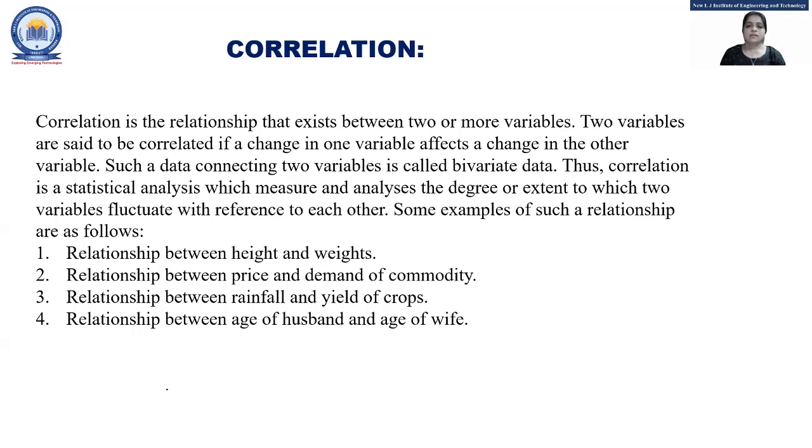Some examples of such relationships are as follows. Number 1, relationship between height and weight. Number 2, relationship between price and demand of a commodity. Third, relationship between rainfall and yield of crop. And the fourth, the relationship between age of husband and age of wife.